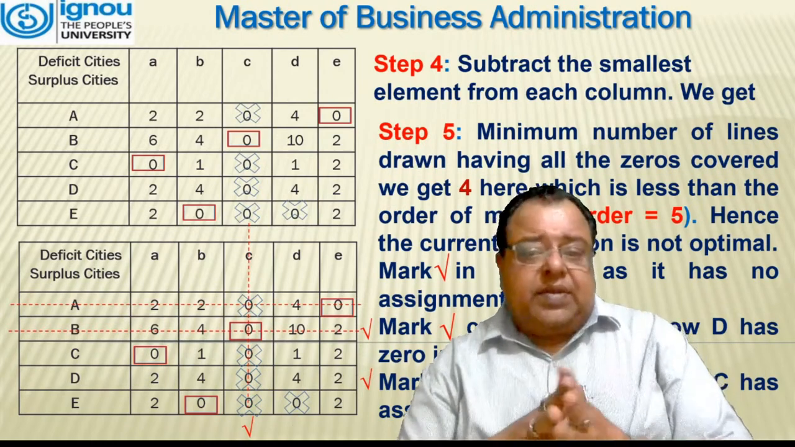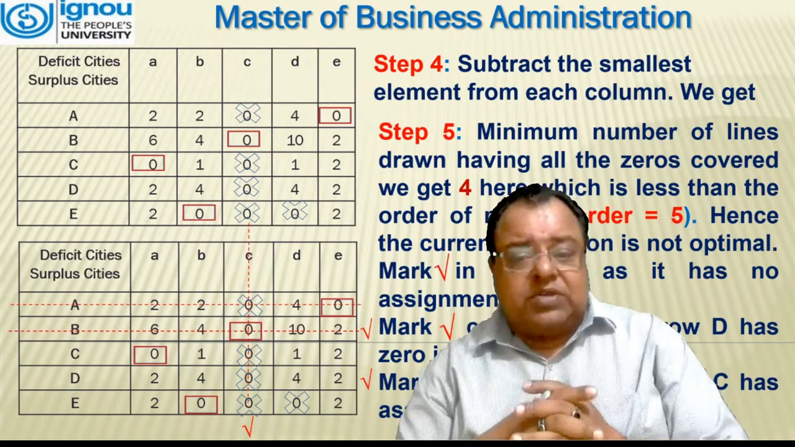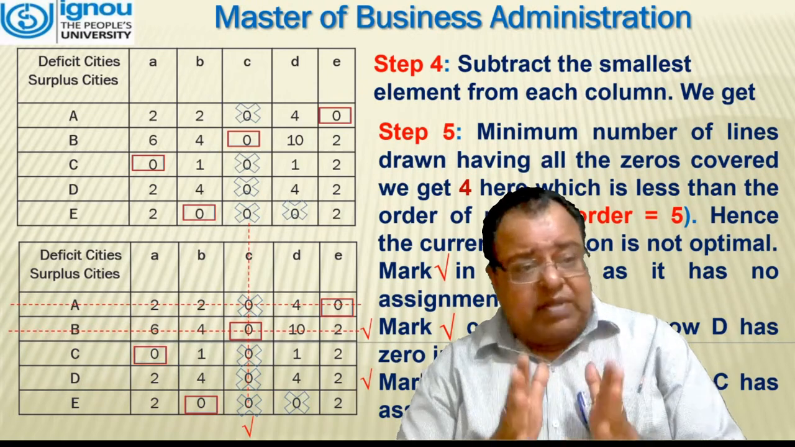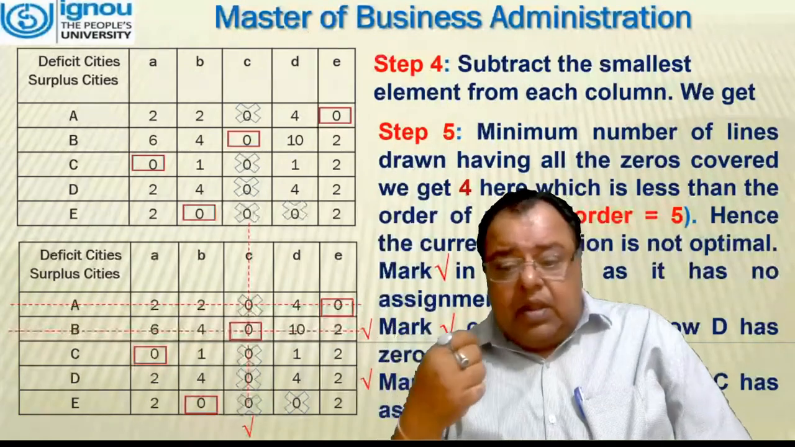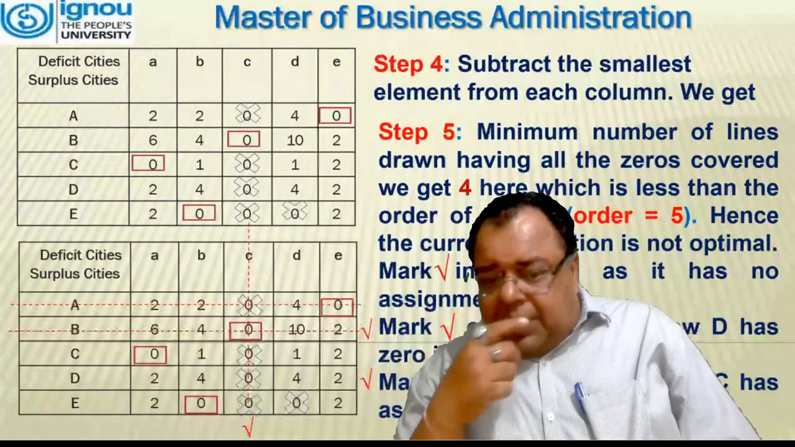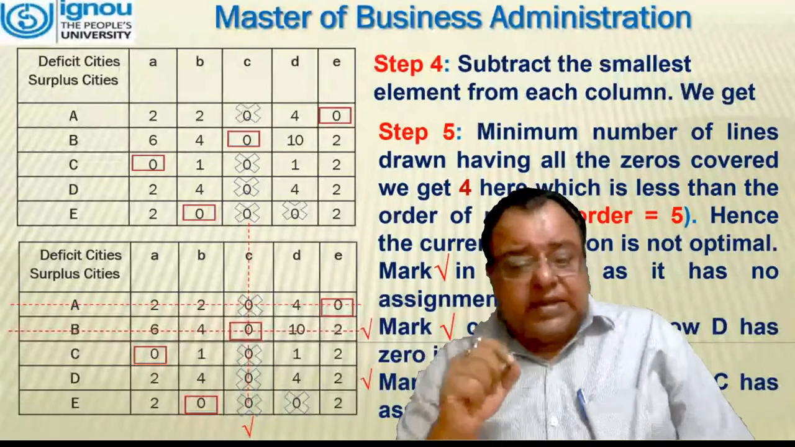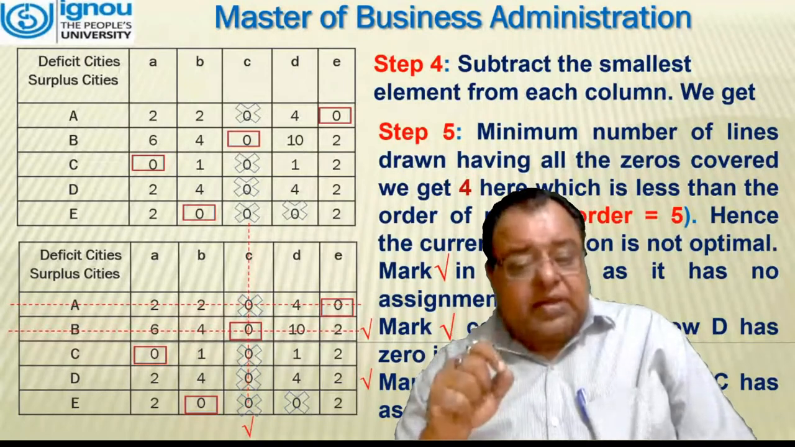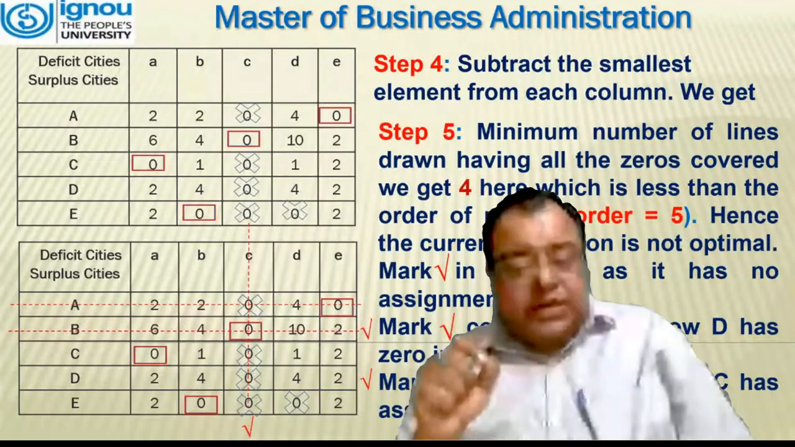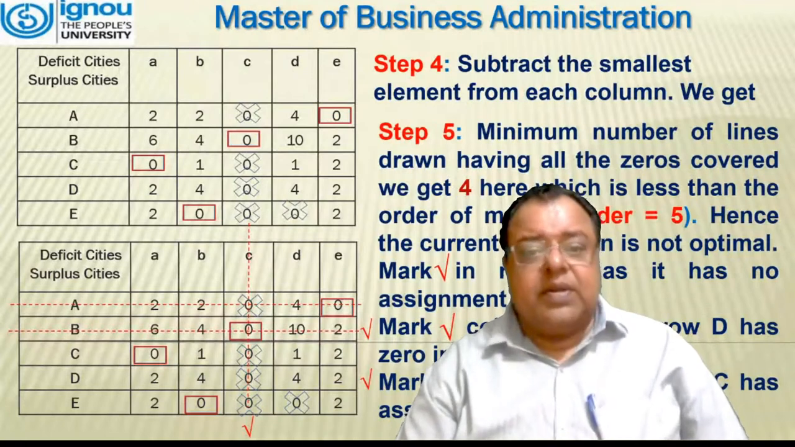Now we can see that step 5, the minimum number of lines drawn having all the zeros covered, we get 4 here, which is less than the order of the matrix, because the order is 5. Hence, the current allocation is not optimal. Mark a tick on row D as it has no assignment. Column C, since row D has 0 in it. Mark tick row B, since column C has assignment in row B. So we get 3 lines over here.